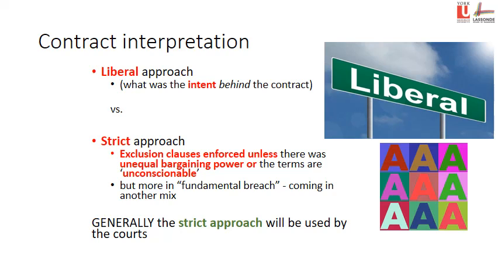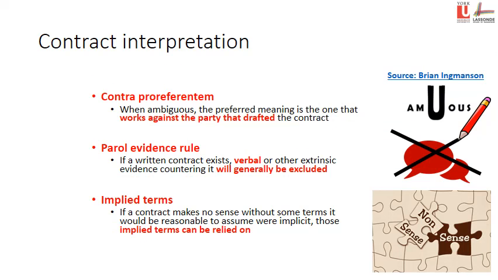Typically, courts will use the strict approach. If a contract is ambiguous, courts will typically select the meaning that works against the party that actually wrote the contract. This is called contra proferentem. If a written contract exists, then any verbal or other contract or evidence is generally ignored. The written contract holds the truth.